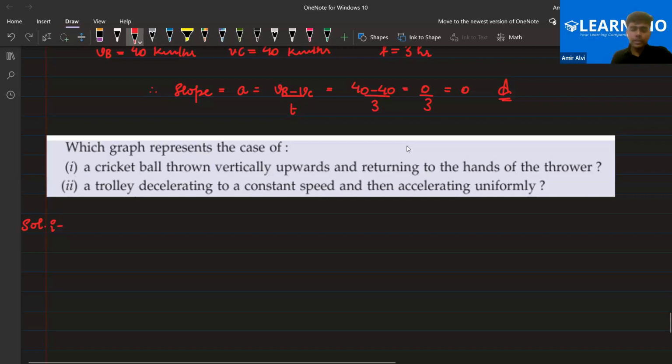Okay, everyone, please look at the screen. Let's discuss it together. So the first question is saying that basically a cricket ball is thrown upwards and it is returning to the hand of the thrower. It means that when you throw a ball in the upward direction, the velocity will decrease or increase? Please tell me this thing first. When you throw a ball in the upward direction, will the velocity decrease or increase?